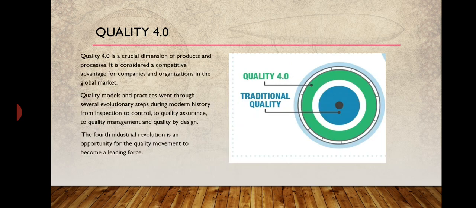However, much of the market is not focusing on Quality 4.0 since many quality teams are still trying to solve yesterday's problems: inefficiency caused by fragmented systems, manual metrics calculations, quality teams independently performing quality work with minimal cross-functional ownership, and ineffective supplier communication, among others. The fourth industrial revolution is an opportunity for the quality movement to become a leading force.